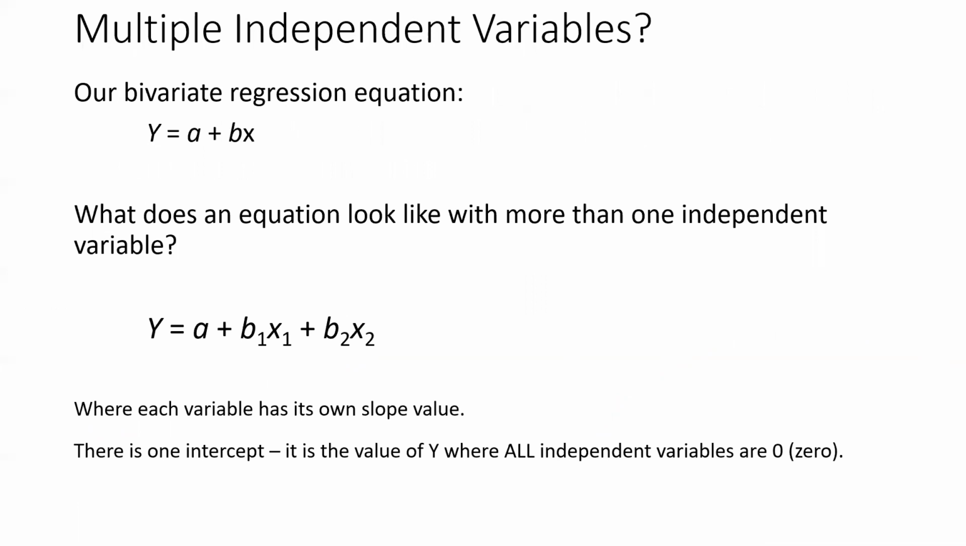We looked last week at the basic equation for linear regression when we had two variables, one independent variable and one dependent variable. And that's what we see here at the top of the screen. What does an equation look like when there is more than one independent variable?